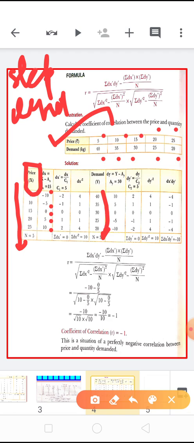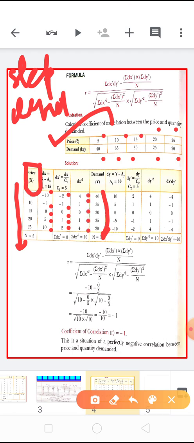So the common multiple among the x variable values is 5, and dividing dx by the common multiple 5, we get minus 10 divided by 5 is minus 2, minus 5 divided by 5 is minus 1, 0, 5 divided by 5 is 1, and 10 divided by 5 is 2. Then we square dx dash, so minus 2 squared is 4, 1, 0, 1, 4.